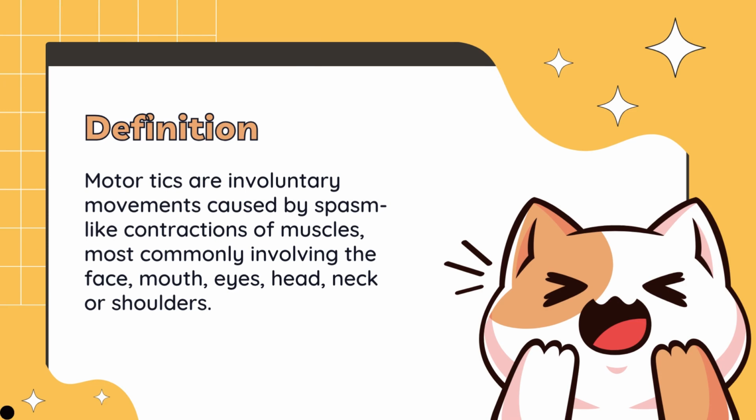So, motor tics are involuntary movements caused by spasm-like contractions of muscle, most commonly involving the face, mouth, eyes, head, neck, or shoulders. Tics are often sudden and repetitive, and while tics may appear to be intentional, they are not. In the next slide, I will show you a video illustration of what motor tics are really like.